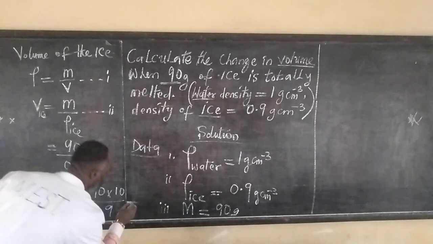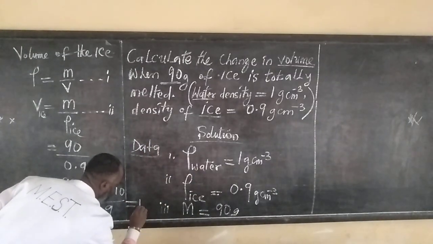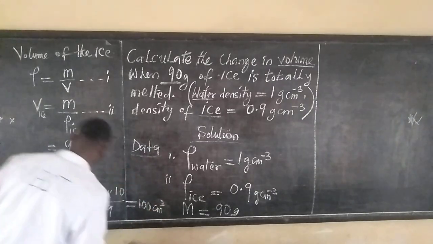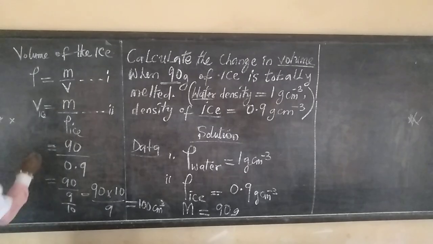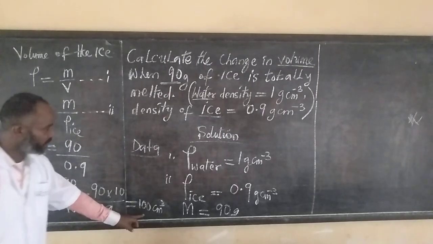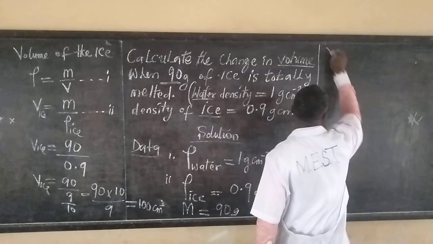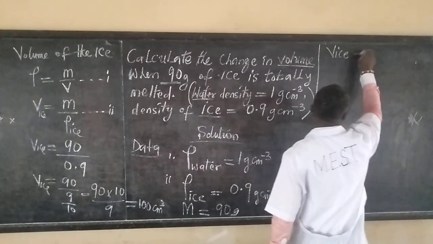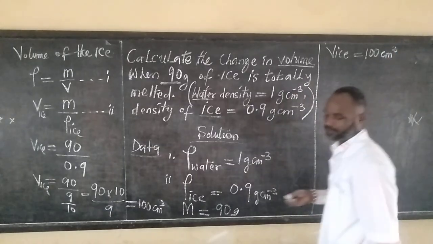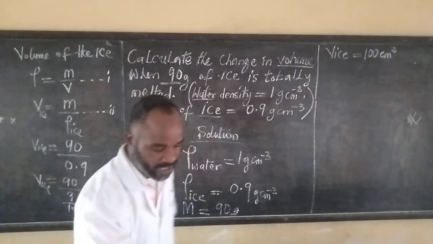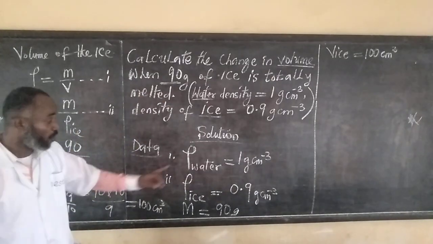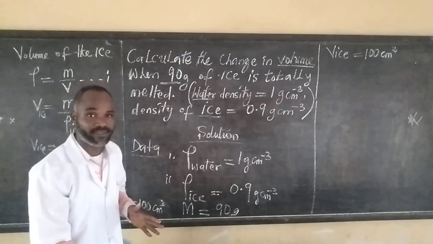Okay, this becomes 100 cm cube, because we are talking about volume. Volume of the ice. Volume of the ice is 100. So we write for V ice, we have 100 centimeter cube, okay?